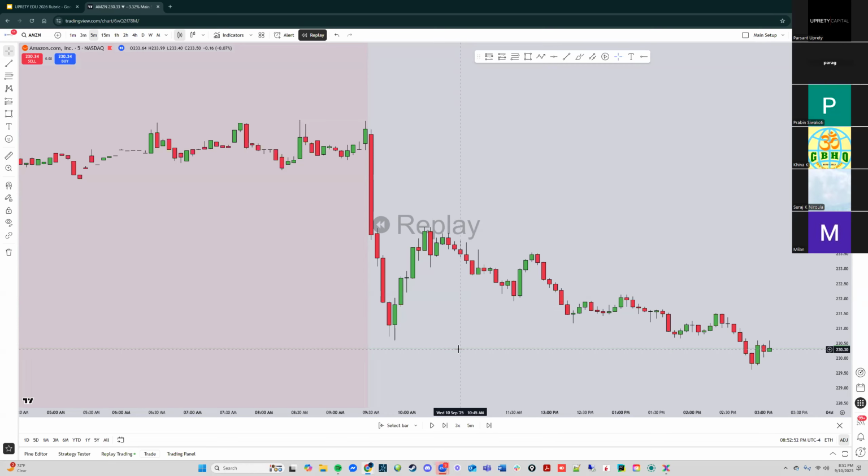Why is that a mini supply zone again? Great question. If we take a look at just what happened before, we had buyers coming in at this point. Most of us enter on the 5-minute candle. That's going to be kind of your entry.